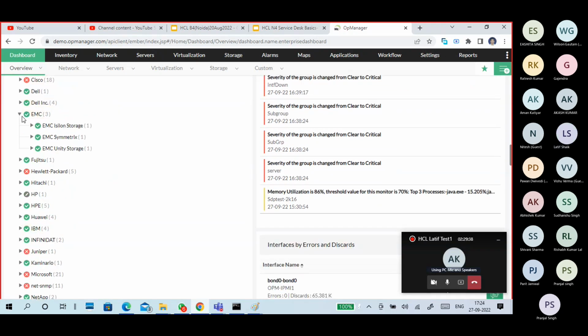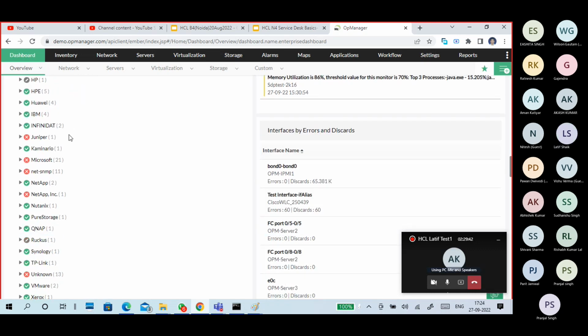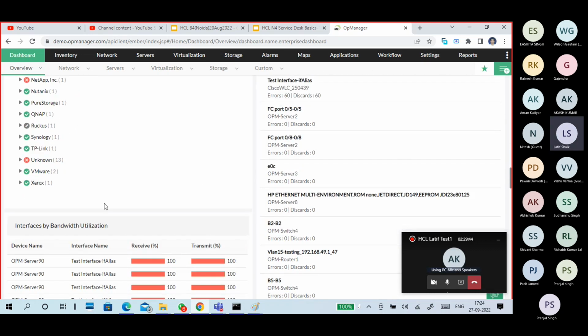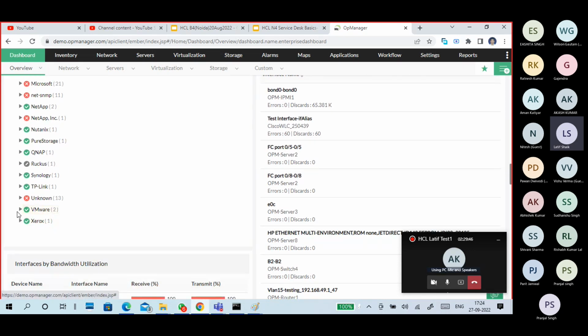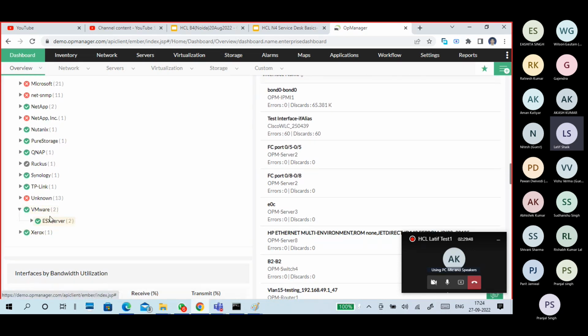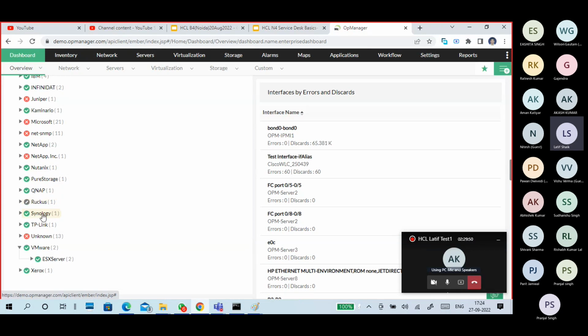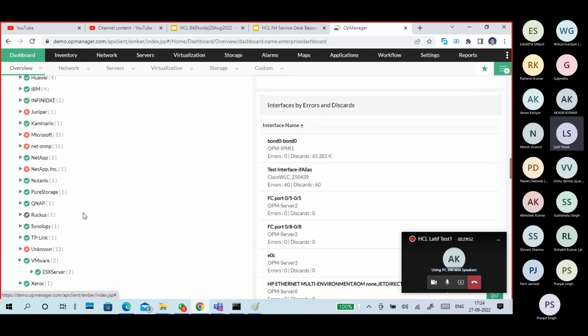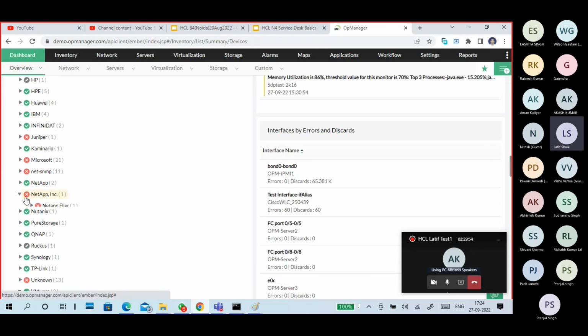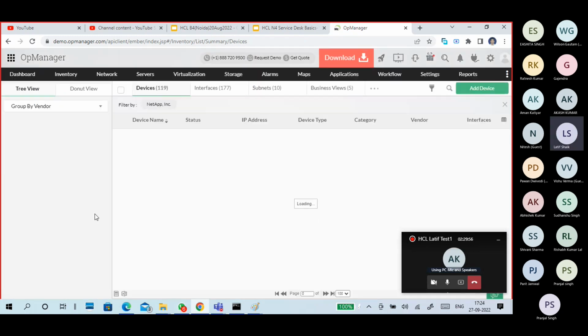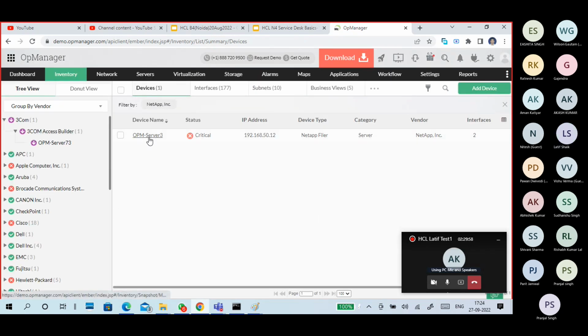EMCs, like storage related devices. There are 3 devices. Different routers, like Cisco routers, VMware devices. Okay, unknown device, this is also storage. The Synology is also storage. NetApp is also a storage.